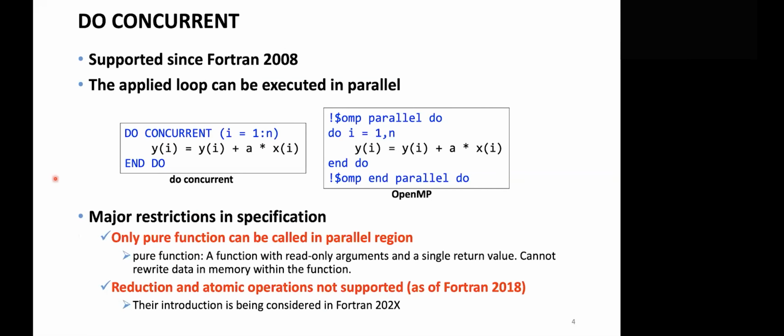DO CONCURRENT has been supported since Fortran 2008, and a loop with DO CONCURRENT applied can be executed in parallel. The right figure shows the OpenMP implementation, which parallelizes the same loop. DO CONCURRENT is very simple, but there is a major limitation in the specification. It is not possible to call non-pure functions from the parallel region. Also, the Fortran 2018 specification does not support reduction or atomic operations. However, these are being considered for support in the next specification.